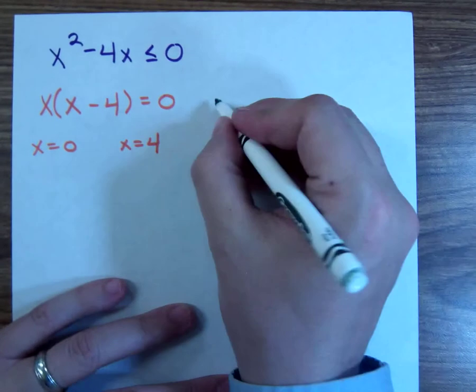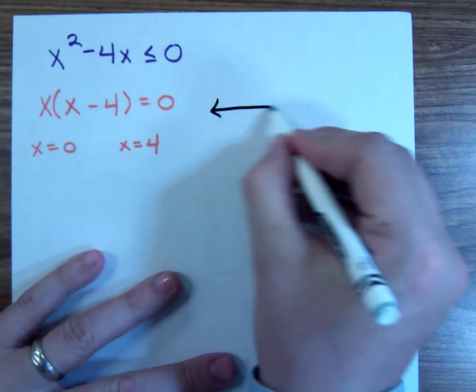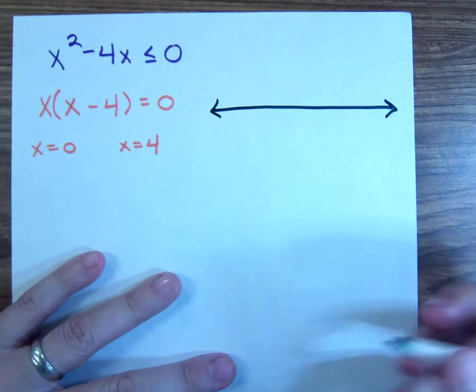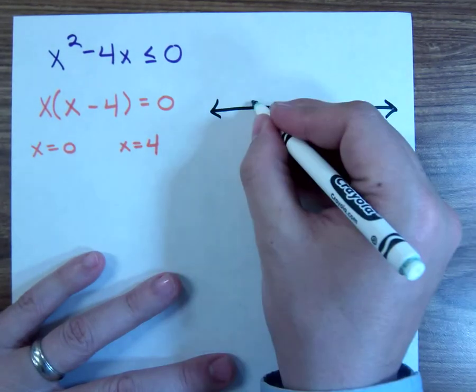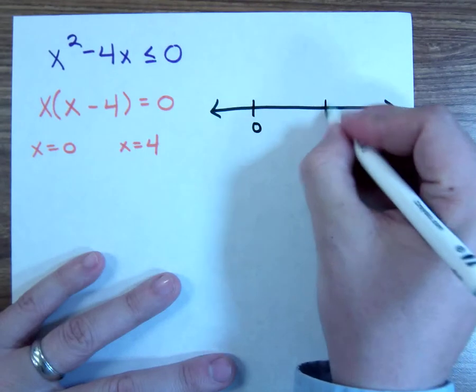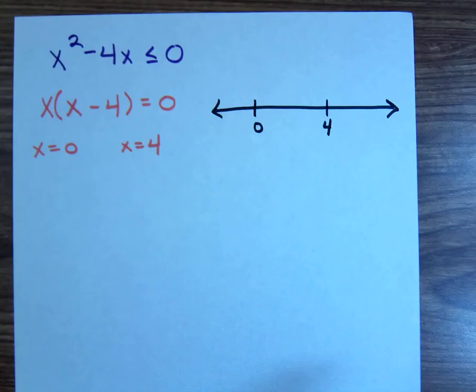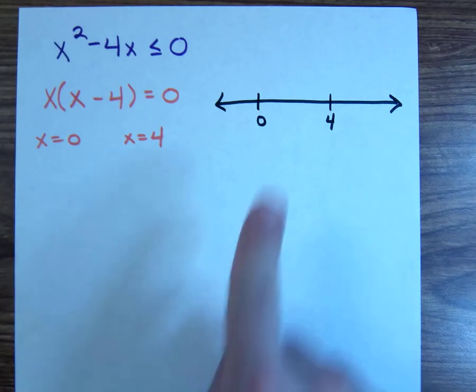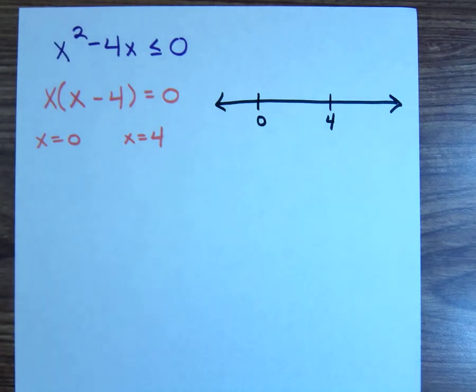Okay, so I'm going to draw my number line. And I'm going to put my marks here at 0 and 4. The question is, what's happening in between 0 and 4? Or less than 0 or greater than 4. So let's pick a number. Doesn't matter which one. Pick your favorite. Some number that is less than 0. Just shout one out. Negative 2. Great.